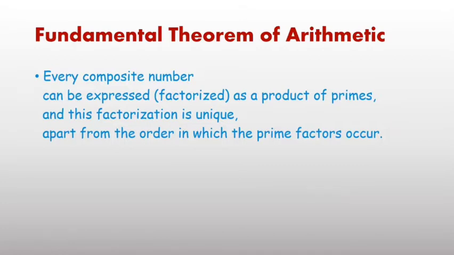There is no importance of order in the factorization of a composite number. In any order we can write. But prime factors are unique. Means again the theorem is: every composite number can be expressed or factorized as a product of primes, and this factorization is unique apart from the order in which prime factors occur.